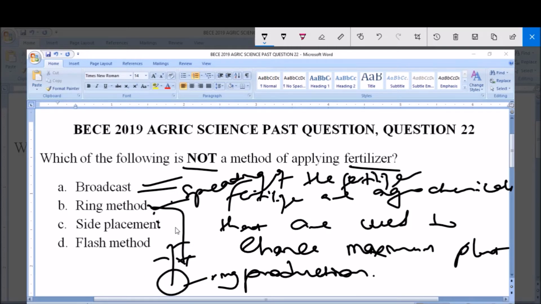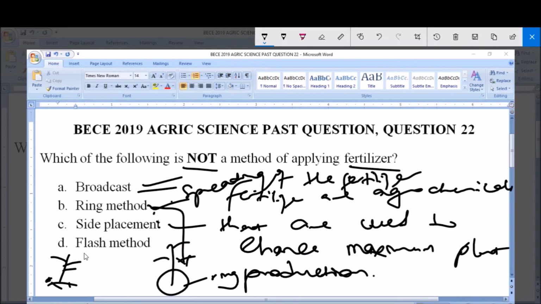Then C here says side placement. Side placement is also a method of applying fertilizer, in the sense that the fertilizer is placed close to the plant, that is one side of the plant. Let's say for instance you have a plant like this. Now you place the fertilizer close to the plant, at the side of the plant. That's side placement. So side placement is also a method of applying fertilizer.